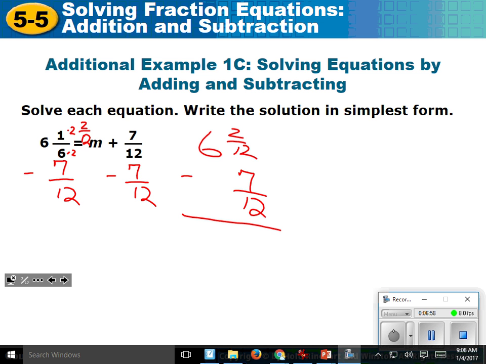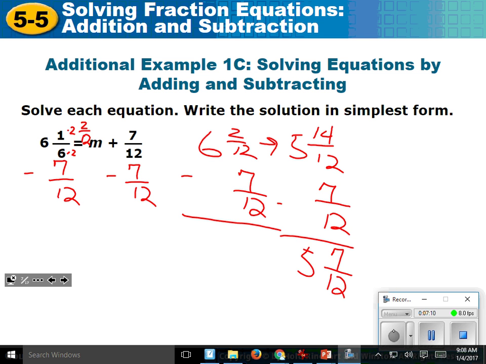Now we can't take 7 away from 2, so we got to change this to a 5 and 14/12 minus 7/12. We got 7/12 left, 5 and 7/12. So m equals 5 and 7/12, circle it. Remember, it doesn't take a lot of effort to rewrite the problem correctly, okay?